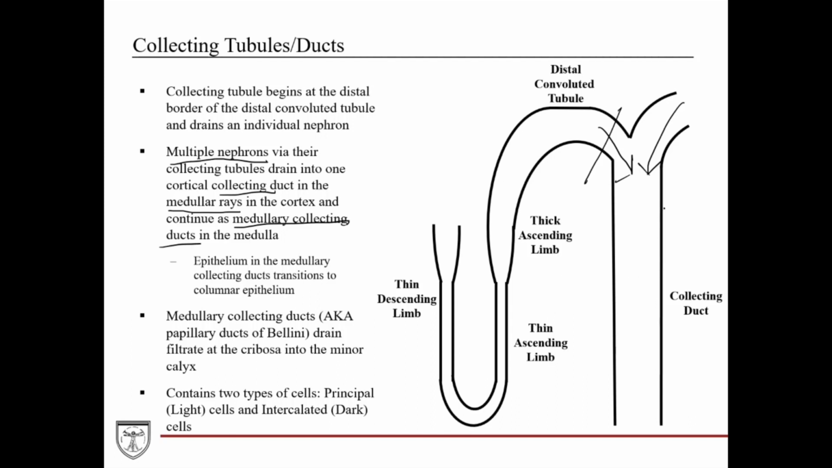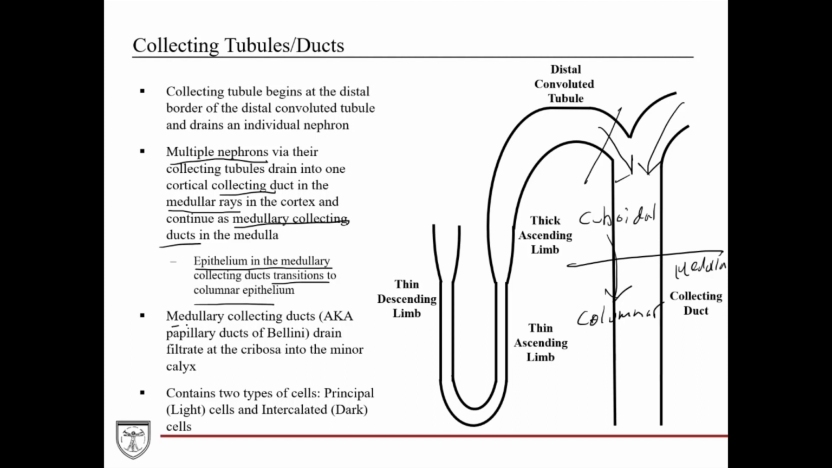So it's just named for where it is in the region of the kidney, whether it's in the cortex or the medulla. Either way, the epithelium in the medullary collecting ducts transitions to more columnar. So up here, it's going to be more cuboidal. And then let's say here it becomes the medulla. Up here it's more cuboidal, then it's going to transition to more columnar. Really, you can think of the cells as getting taller and taller and taller as you continue to go down.